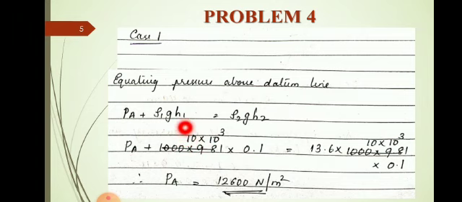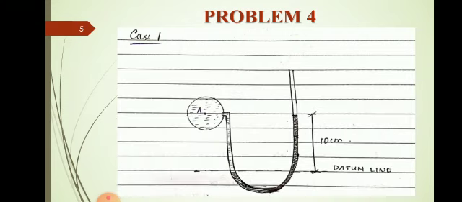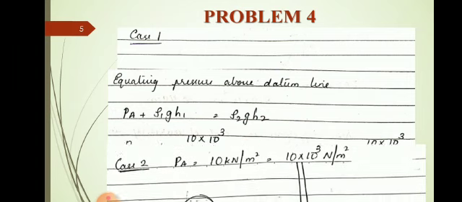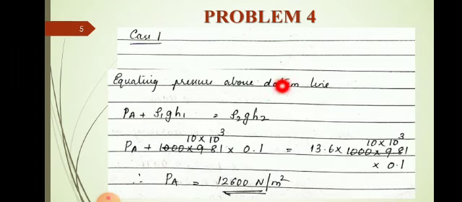H1 is the height of water above the datum line in the left limb. See the figure. The height of water above the datum line in the left limb is 10 centimeter. So H1 is 0.1, 10 centimeter, which is 0.1. And now you are equating it to rho 2 GH2. Rho 2 GH2 is the pressure due to mercury for a height of H2 meters in the right limb.